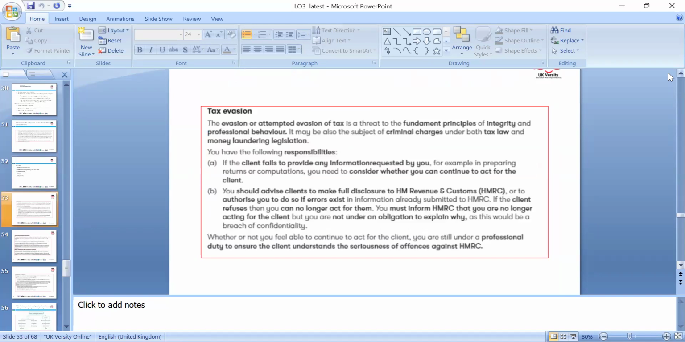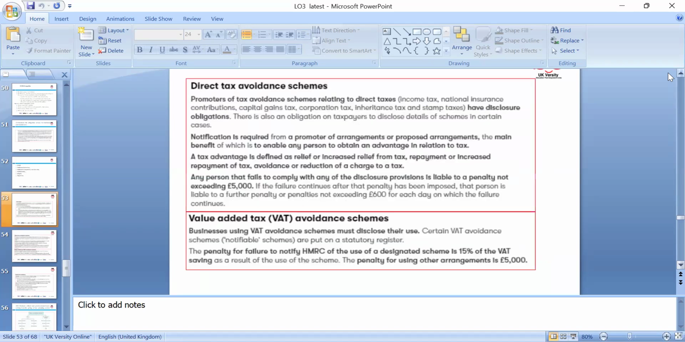Tax avoidance is a threat to the fundamental ethics. Those we need to look around. Of course, it's the illegal side, so we can't really do it. It can be fined, and LTR can lead to a number of offences.